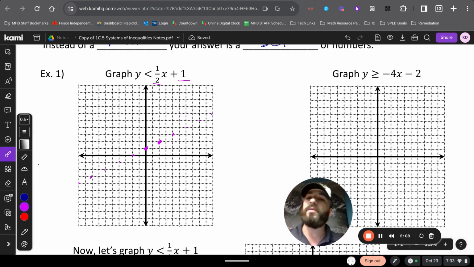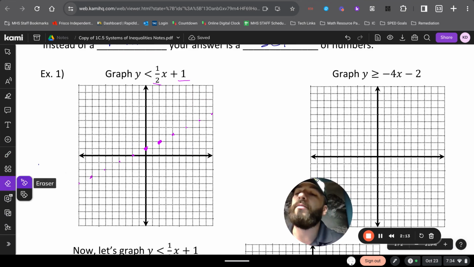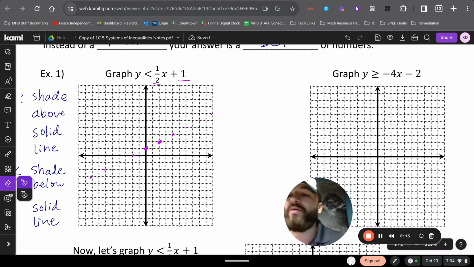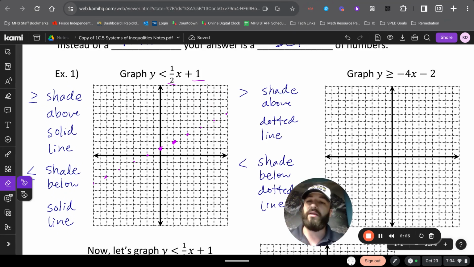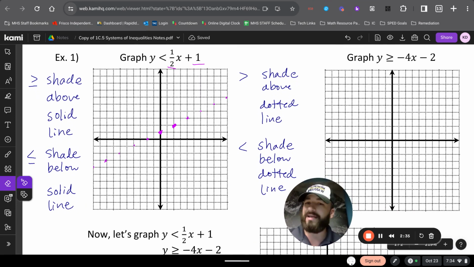Now, before I draw on my line, this is the other special consideration that comes with inequalities, and it's how to actually draw your line and shade your graph in. So depending on my inequality sign is going to tell me two things. If my line is going to be solid or dotted, and if my line is going to be shaded above or shaded below. Okay, so our less than signs, less than or equal to, are going to cause us to shade below. Our greater than signs, greater than or equal to, are going to cause us to shade above.